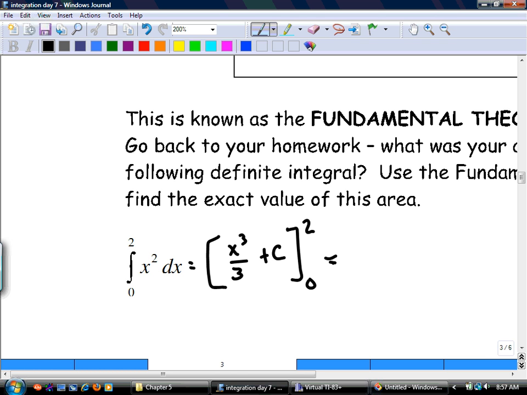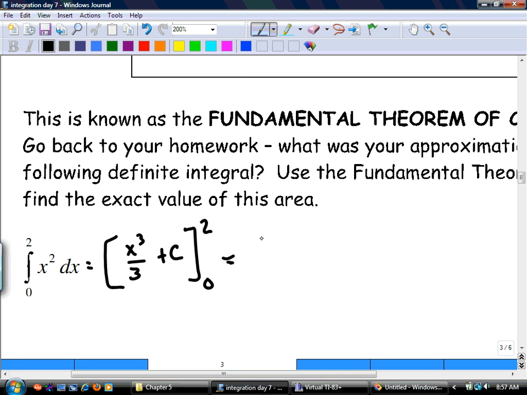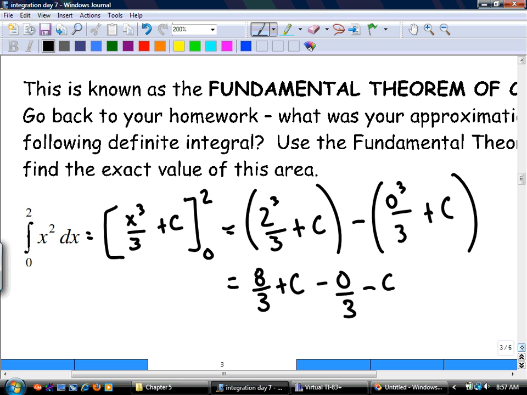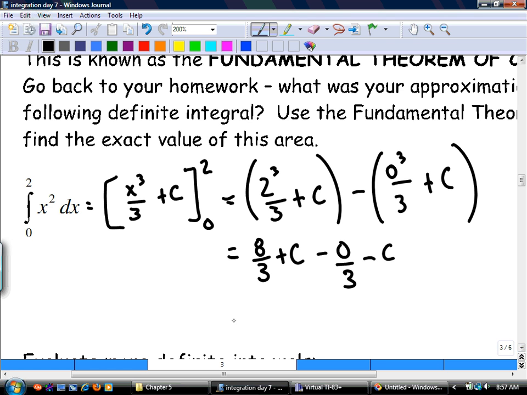So what are you going to do? 2 cubed divided by 3 plus c, minus 0 cubed over 3 plus c. That's 8 over 3 plus c minus 0 over 3 plus c. The c's cancel, they have to. And you're left with 8 over 3.